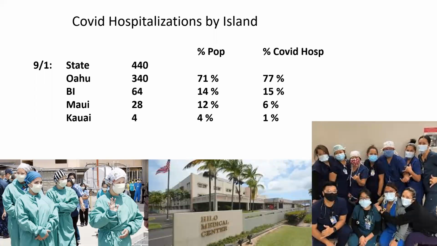Maui is doing better. So despite having the worst vaccination rates and the most outbreaks throughout the year, currently this week, Maui is not doing too bad. So Maui is at 28. They have 12% of the state population and 6% of the COVID cases. So Maui, we're watching closely though, because one hospital gets overrun, then no place to go, but currently doing okay.